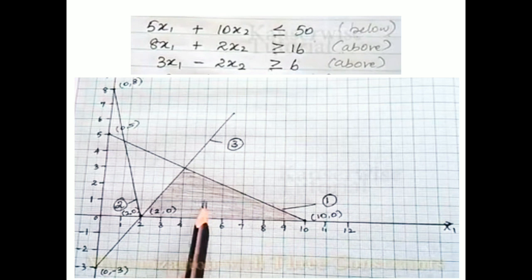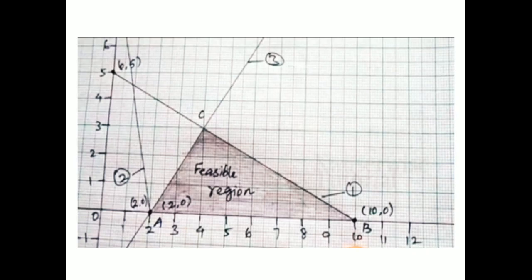The extreme corner points of this shaded area I have marked as A, B and C. Next step is I have to find the points A, B and C. A, as can be seen from the graph, is (2, 0), which means x1 is equal to 2 and x2 is equal to 0. Point B is (10, 0), which means x1 is equal to 10 and x2 is equal to 0. Now I have to find the point C.